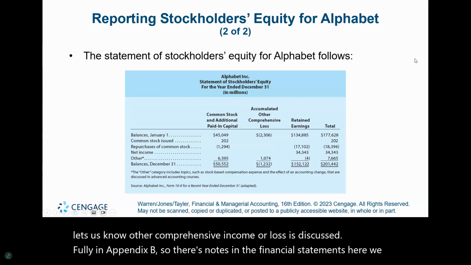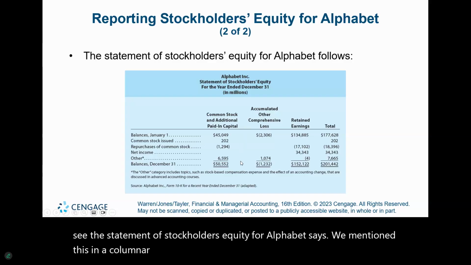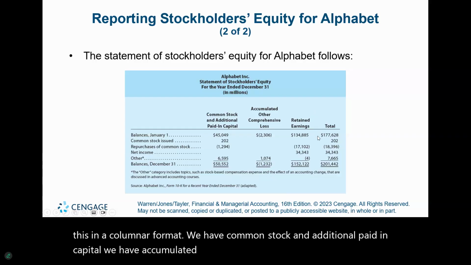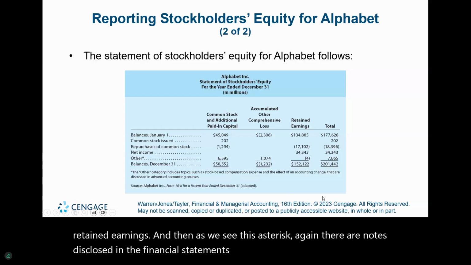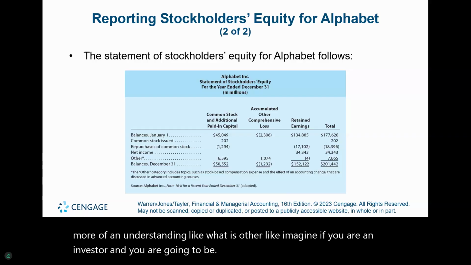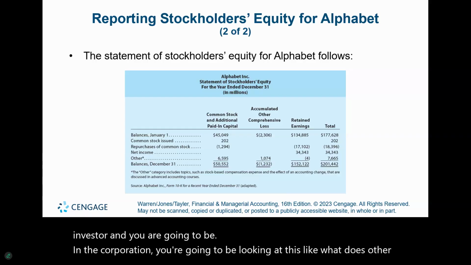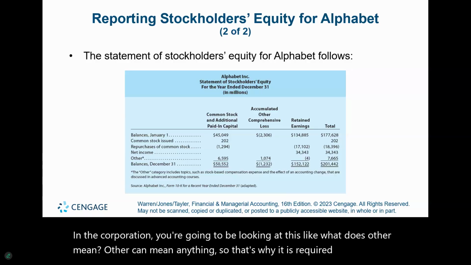Here we see the statement of stockholders' equity for Alphabet. As we mentioned, it's in a columnar format. We have common stock and additional paid in capital. We have accumulated other comprehensive loss, and then we have retained earnings. As we see this asterisk again, there are notes disclosed in the financial statements to give individuals more of an understanding, like what is other? Imagine if you are an investor and you are going to invest in a corporation, you're going to be looking at this like, what does other mean? Other can mean anything. So that's why it is required to be disclosed in the financial statements.